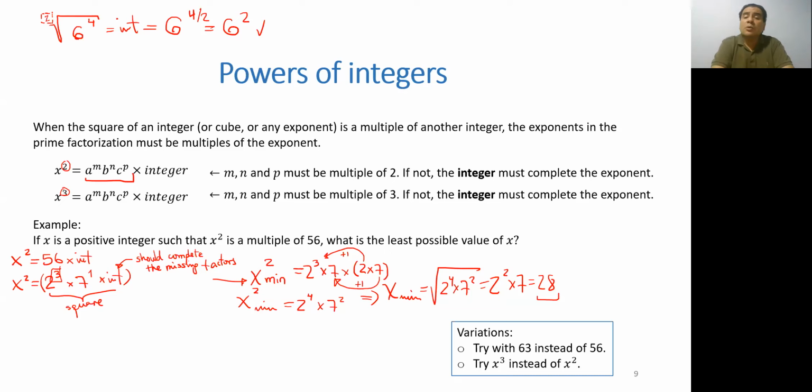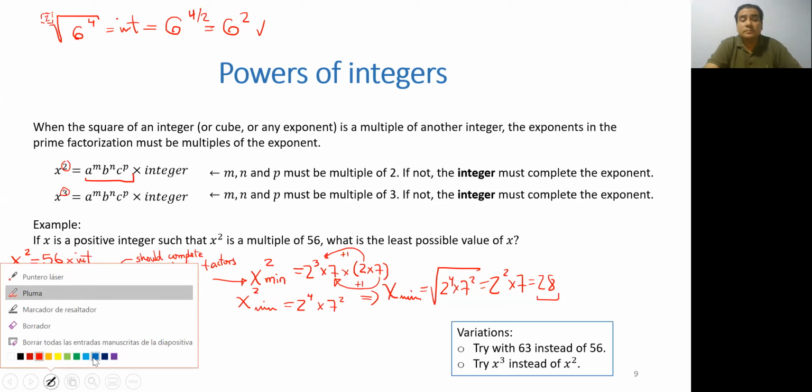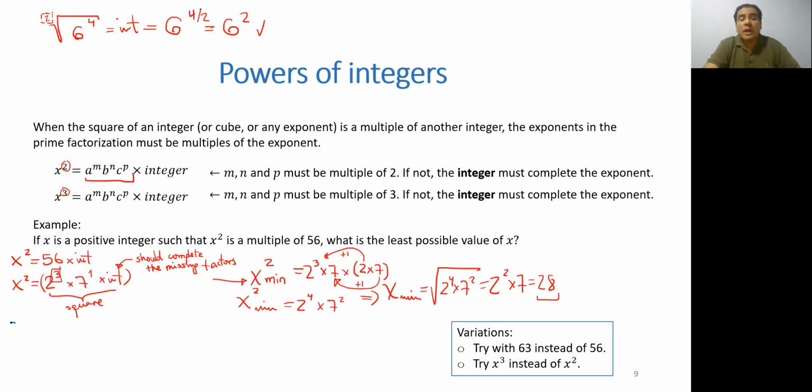Let's try with another number, such as 63 instead of 56. Okay, let's see another example. Let's say that we have x squared equals 63 times an integer. That is, the square of x is a multiple of 63. Okay, let's factor 63. This is 9 times 7, so 3 squared times 7 times an integer.